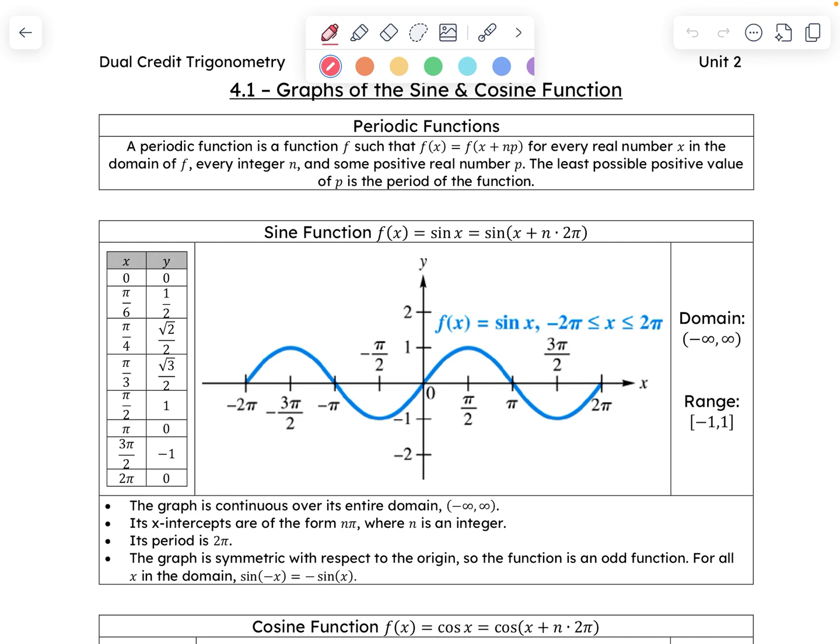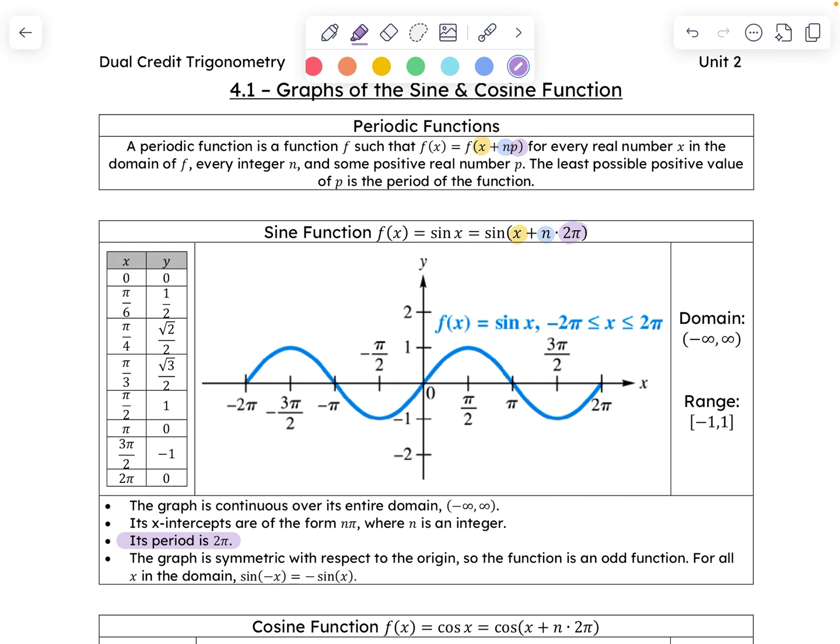So first we're going to look at our sine function. Kind of what we're talking about here is we've got that x part, we've got that n part, and then our p, our period, is the 2 pi. So that's what it says right here. Its period is 2 pi.